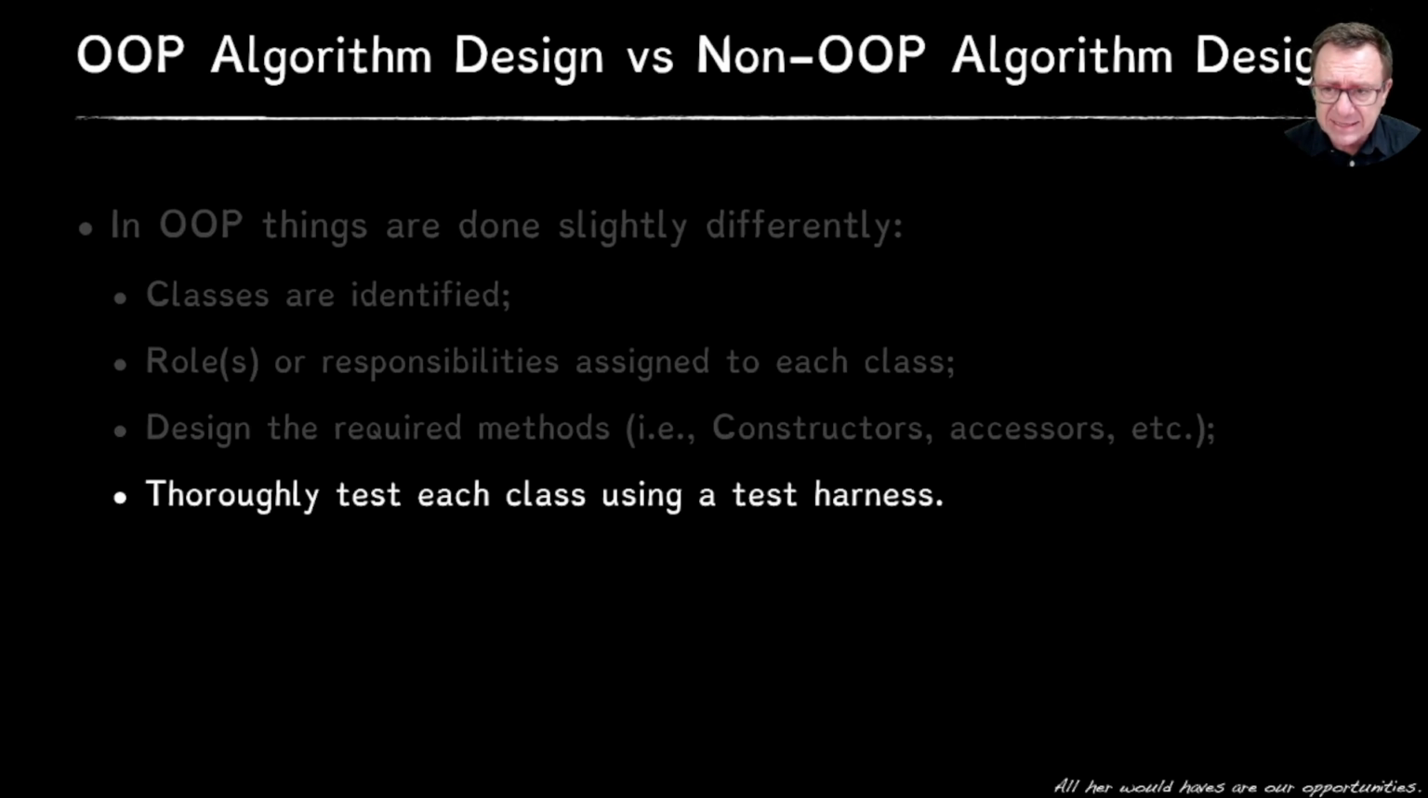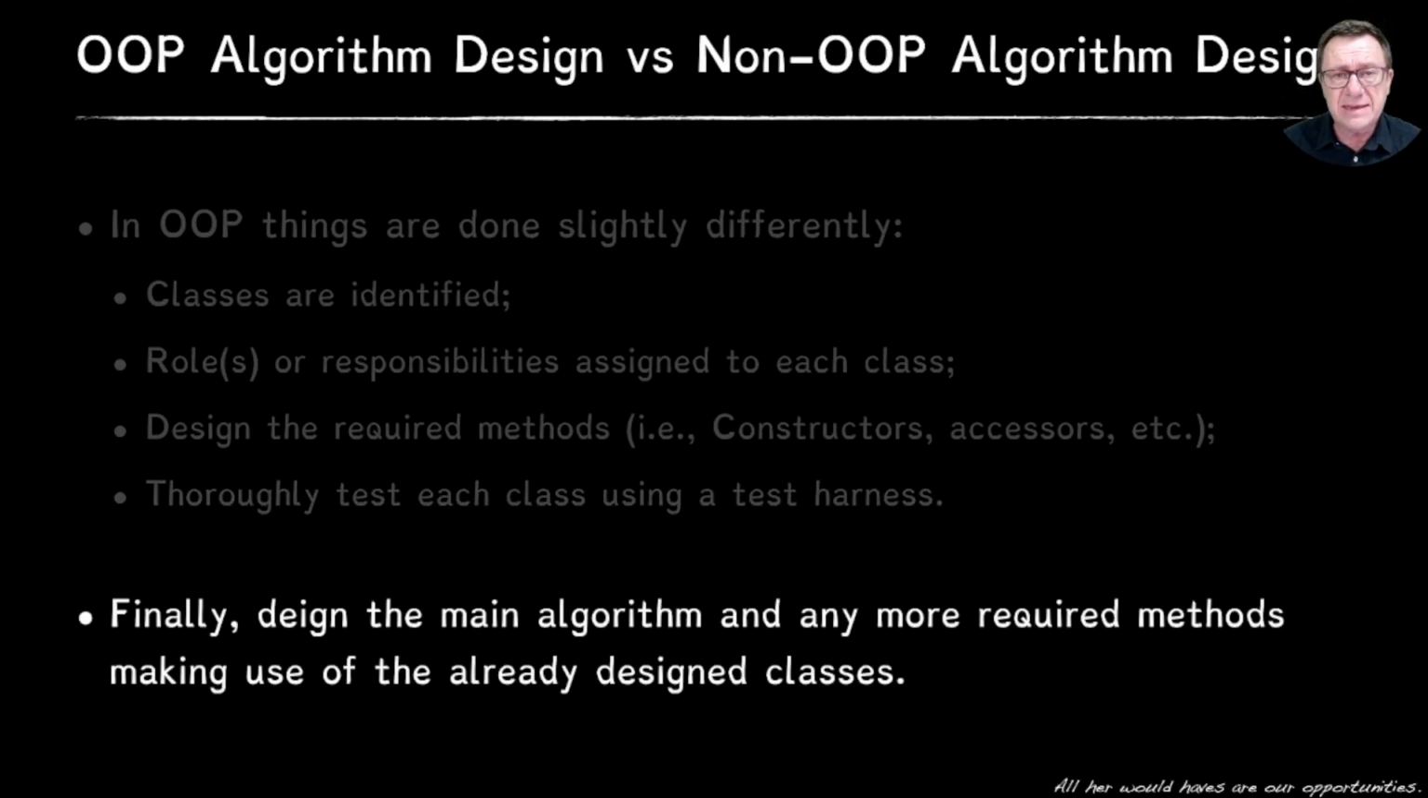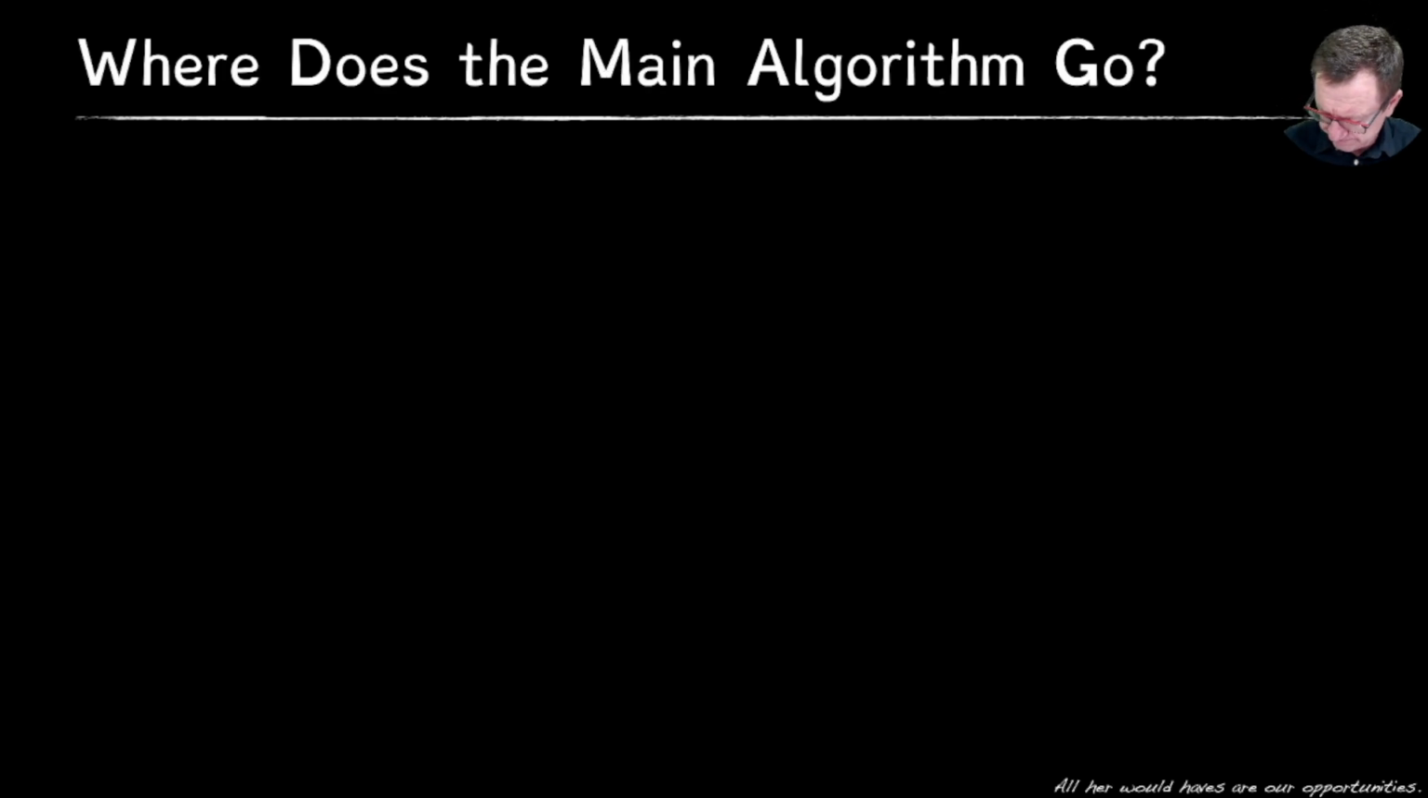Now we thoroughly test each class with a test harness. And that's not overly complicated. We create a class and then we create a small program, main, that will create objects, and then we test each method to ensure it's working as designed. And then we design our main algorithm and any more algorithms that are required that make use of the classes, the objects we've made, and starts to do things with them.